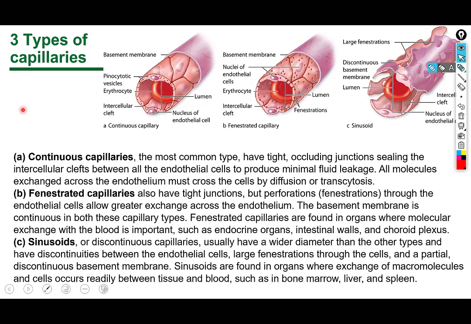I mentioned transcytosis before, but I want to take a moment to redefine it just in case folks forgot. This is a passage of materials by endocytosis on one side of a cell, and then a transport vesicle through the cell.